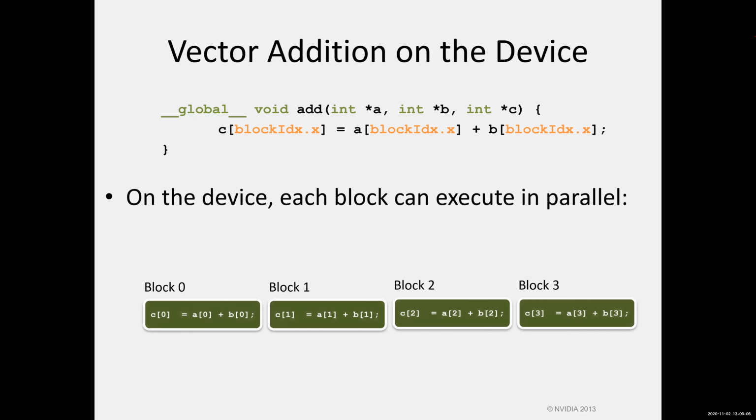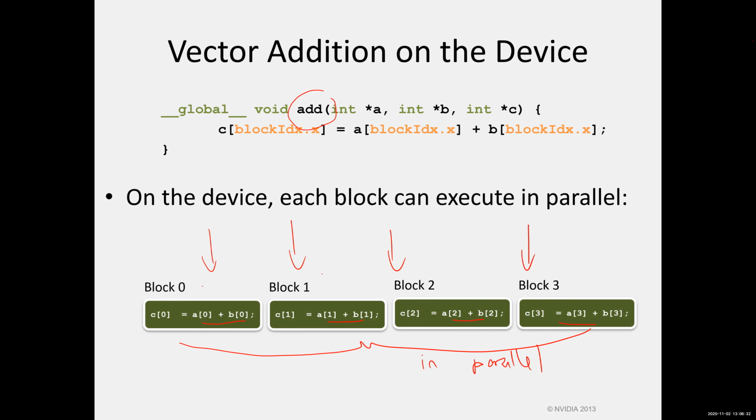So as you can see over here, when you call this function on a GPU, the GPU will create multiple blocks that will run concurrently in parallel. Okay, they will run simultaneously. Each block will take a different element of the array and perform the addition simultaneously in parallel.